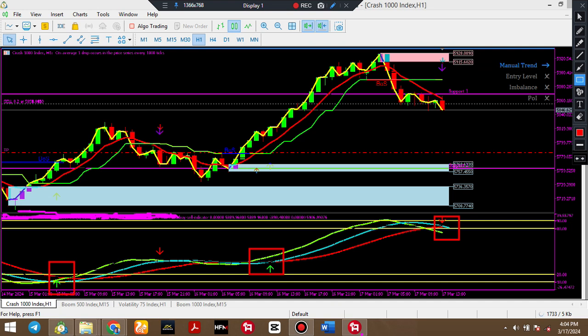But this thing works very well. For those of you who love trading Boom and Crash with agility and you don't want to lose, this is the best way to do it. There are many strategies, but this one is very easy because once you try it once, twice, you'll be able to get it.